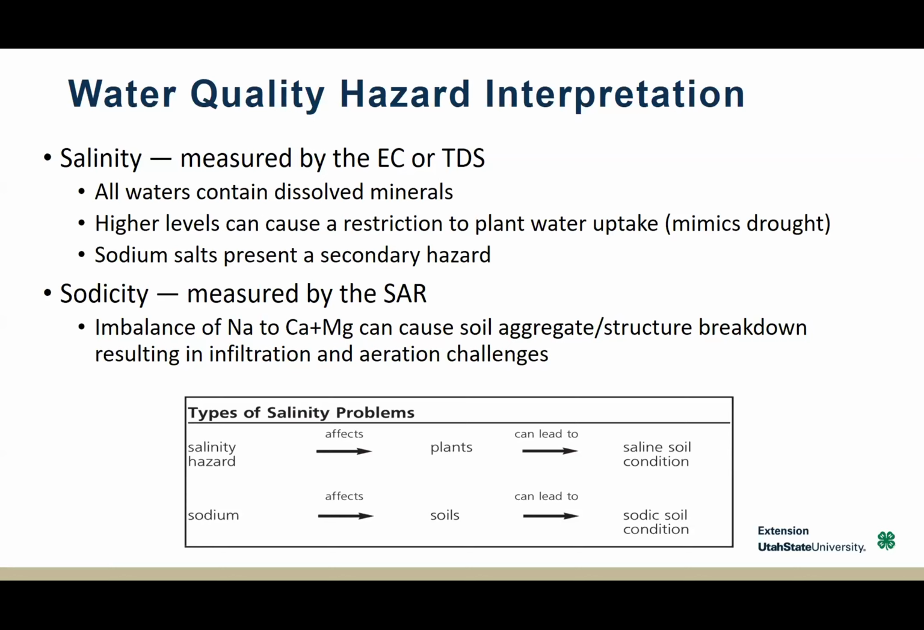Sodium salts present a secondary hazard, and we measure sodicity by what we call the SAR test, or the sodium adsorption ratio test, which looks at the balance of sodium to calcium and magnesium in the water. At high levels of that ratio, soil aggregates and soil structure can break down, resulting in infiltration and aeration challenges.